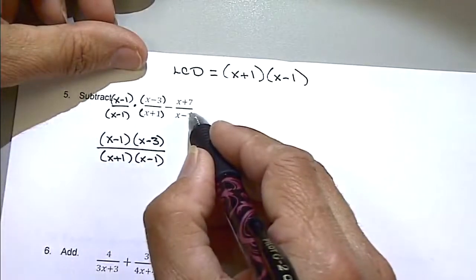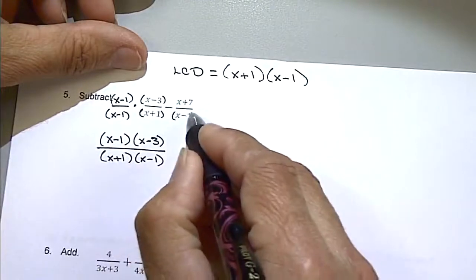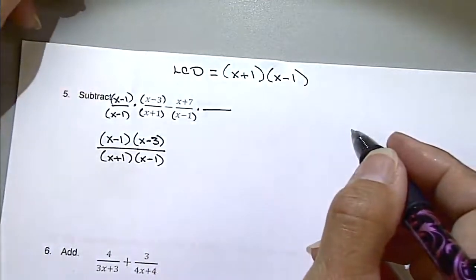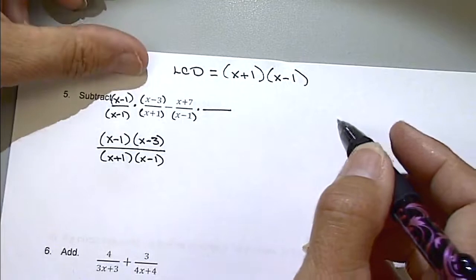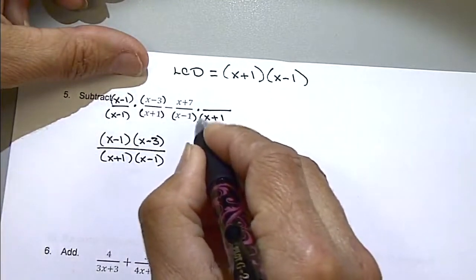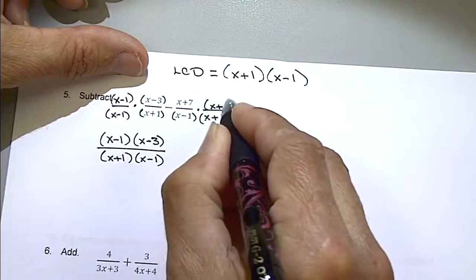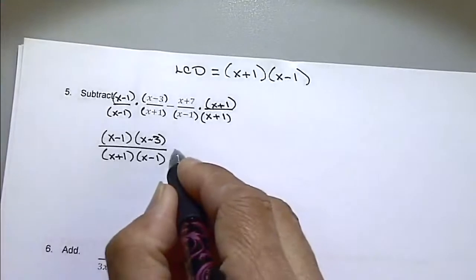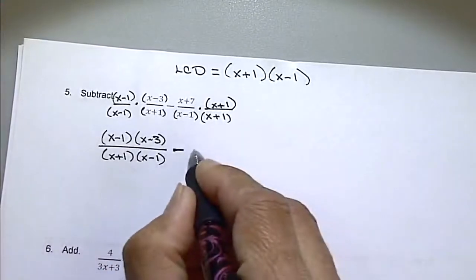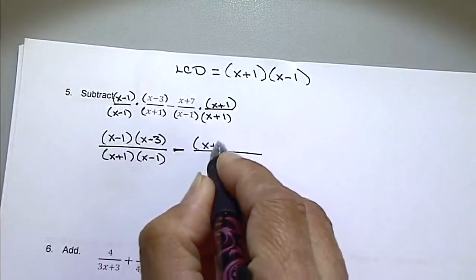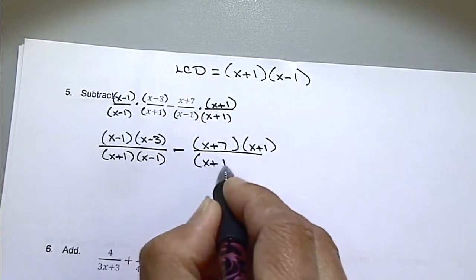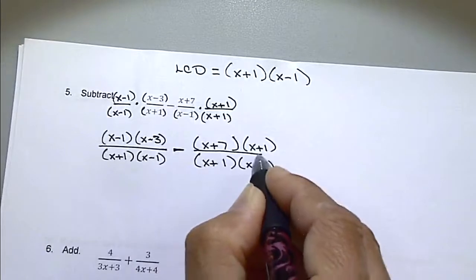This one's done. This one, I also need to get to that common denominator. So what am I going to multiply this fraction by to have the common denominator of x plus 1 times x minus 1? Yeah, I got to multiply this one times x plus 1. Well, if I do that, the only way I'm mathematically going to be correct without changing its value is to multiply it by something over itself, right? The x plus 1s. All right, so this is subtraction, right? I've got x plus 7, x plus 1, over x plus 1 times x minus 1. I now have a common denominator.